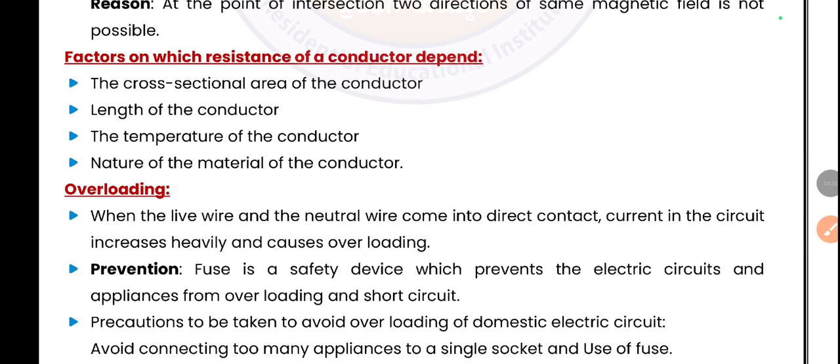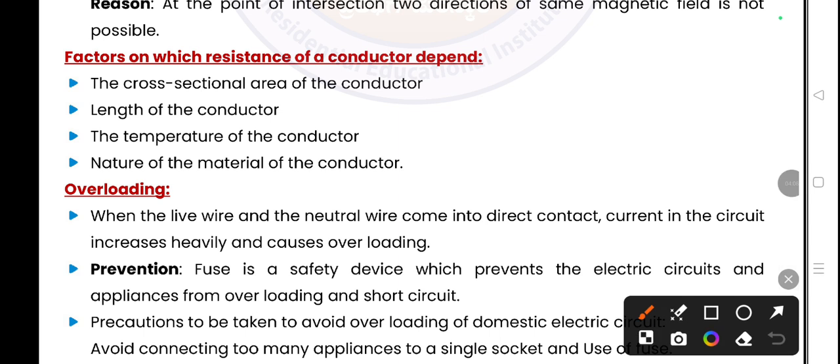Then next question, factors on which resistance of a conductor depends. The cross sectional area of the conductor, length of the conductor, the temperature of the conductor, nature of the material of the conductor. These are the factors which are responsible for resistance.